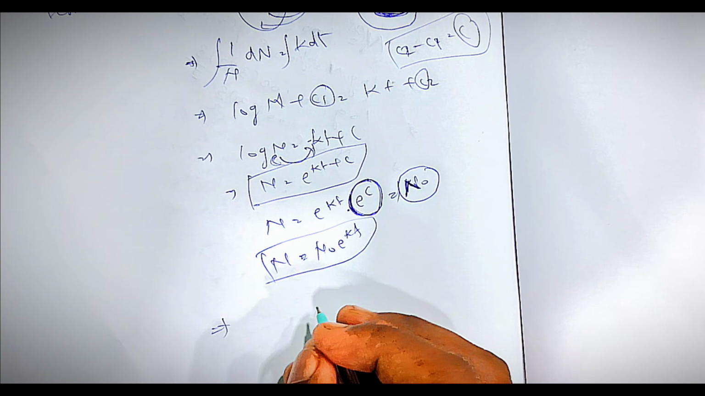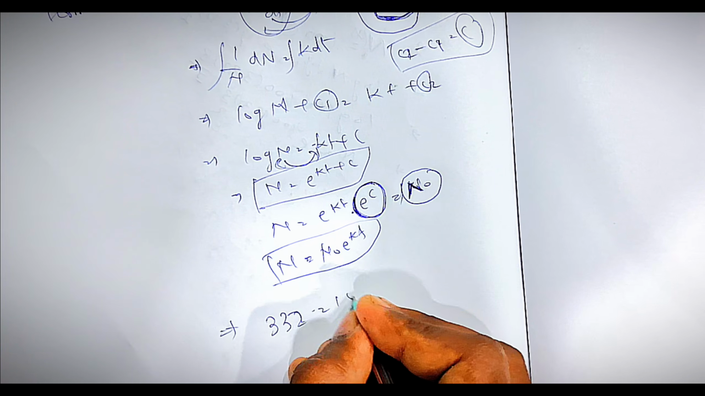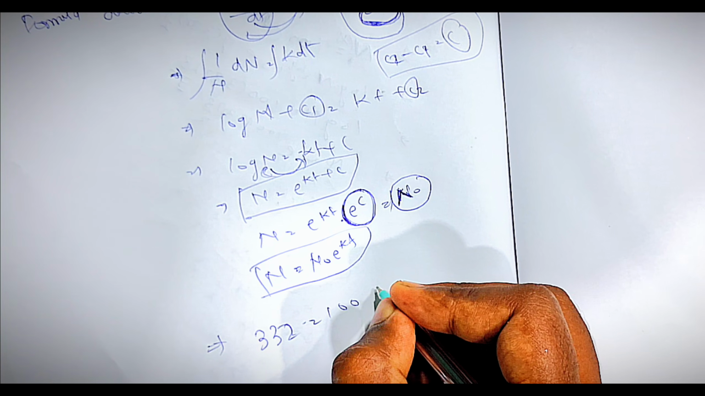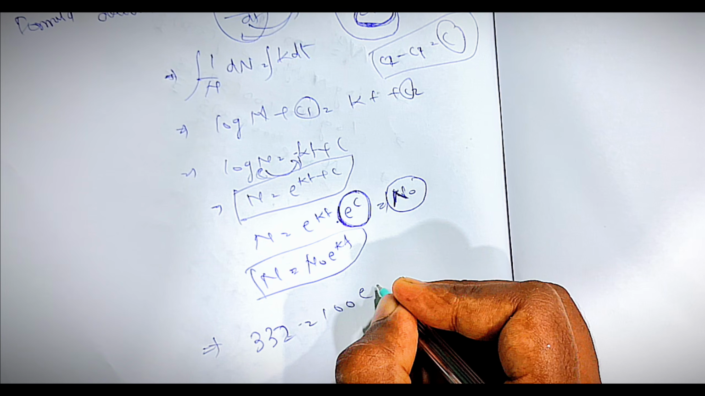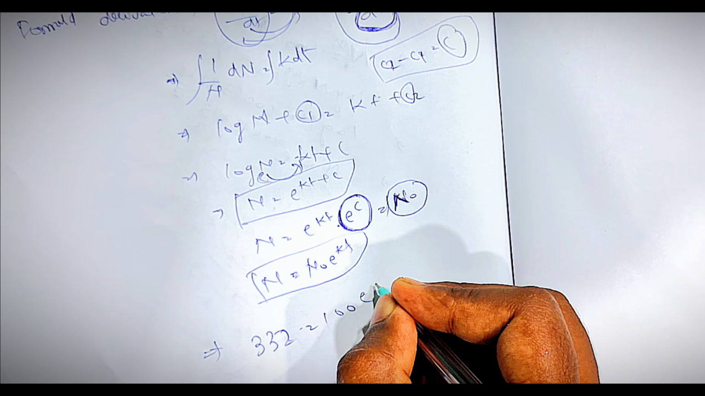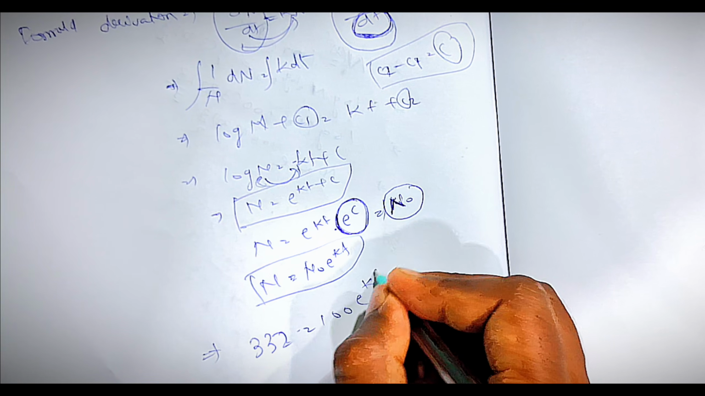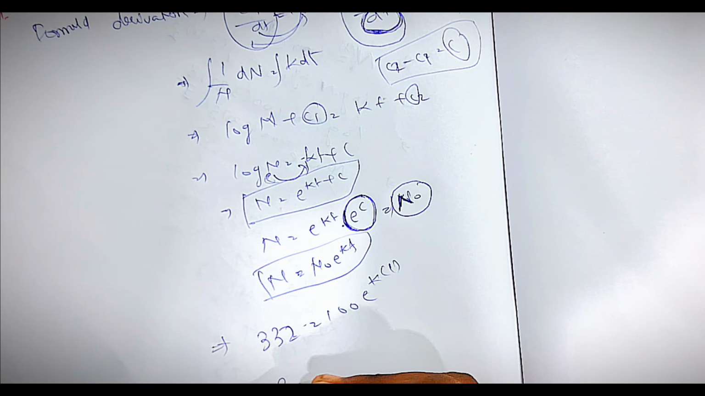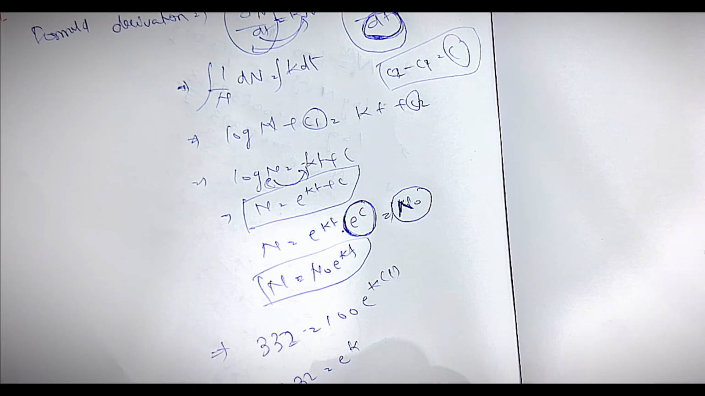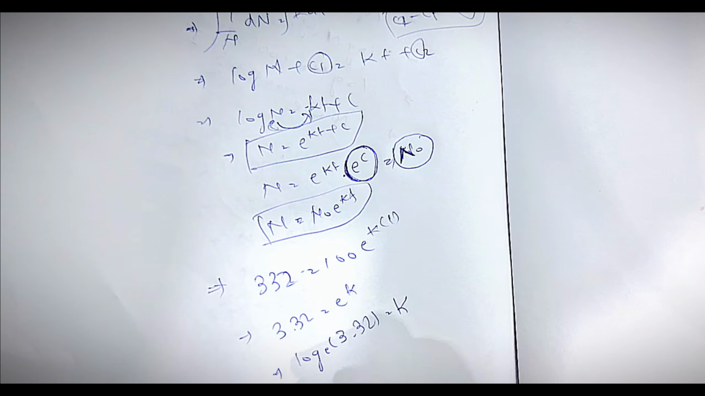So here n is what? n is 332. Write it: 332 equal to 100 e power k t. T is 1, so write it here. 3.32 equal to e power k. Taking log e on both sides, log e of 3.32 equal to k.